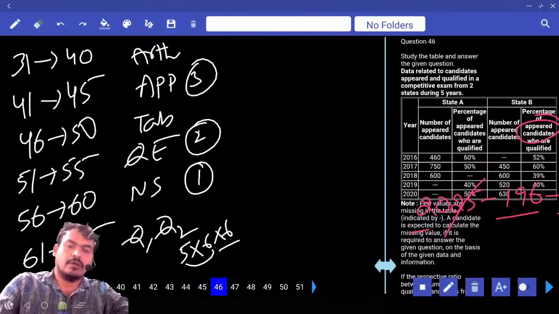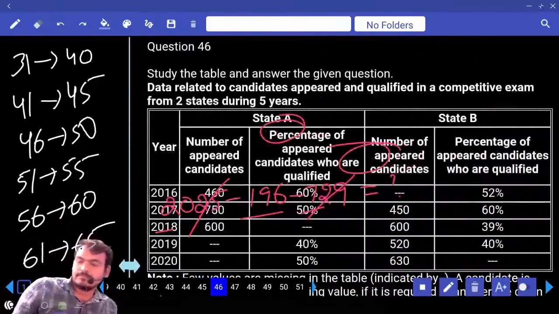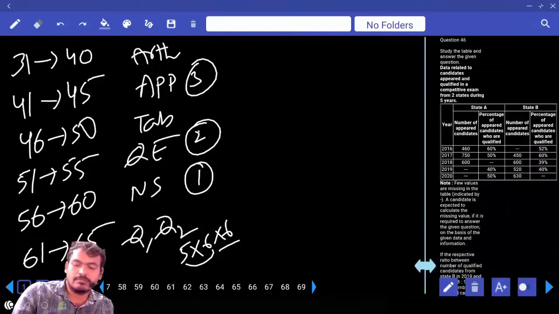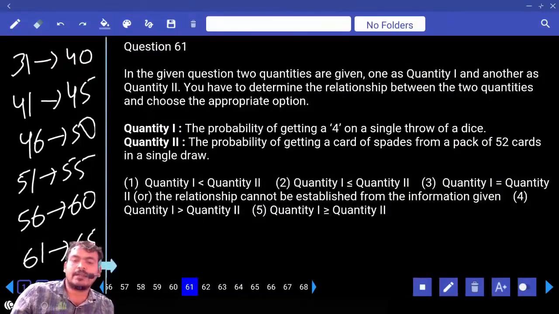Next. Approximations are also complete. Next, comparison of quantities. In this paper, comparison of quantities are easy, or not? Yes. I think direct questions are there. What is quantity one?